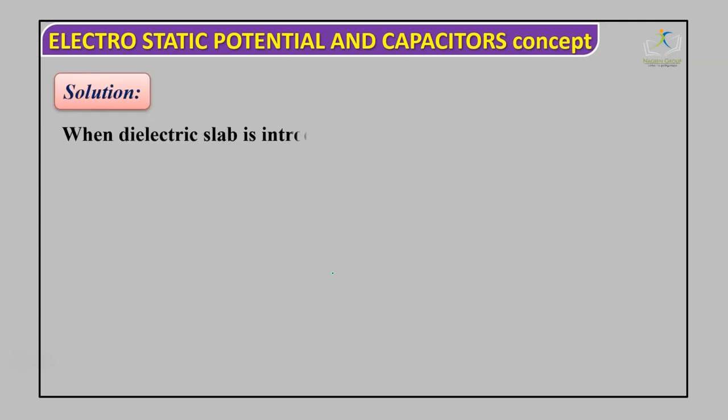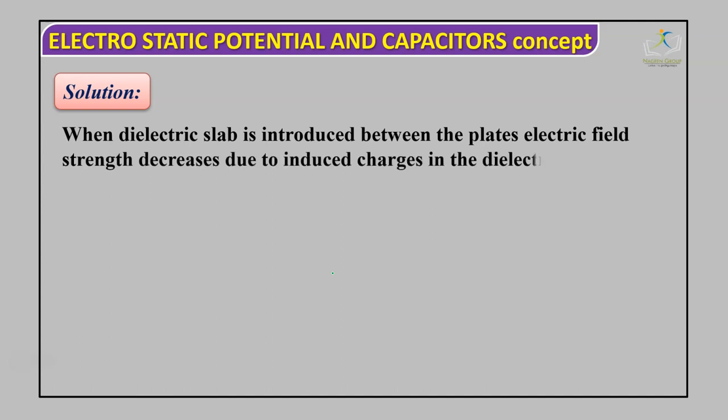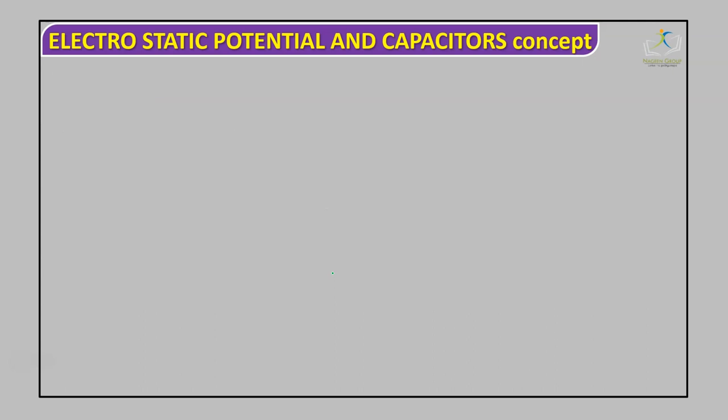So, we have when a dielectric slab is introduced between the plates, the electric field strength decreases due to the induced charge in the dielectric. Hence, we can say by this statement the correct option is option first.